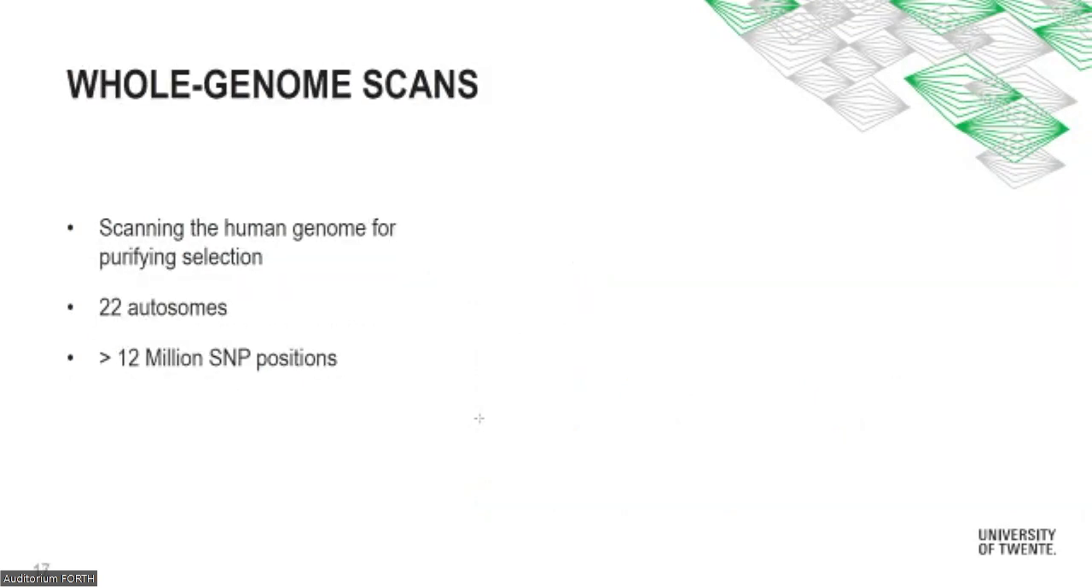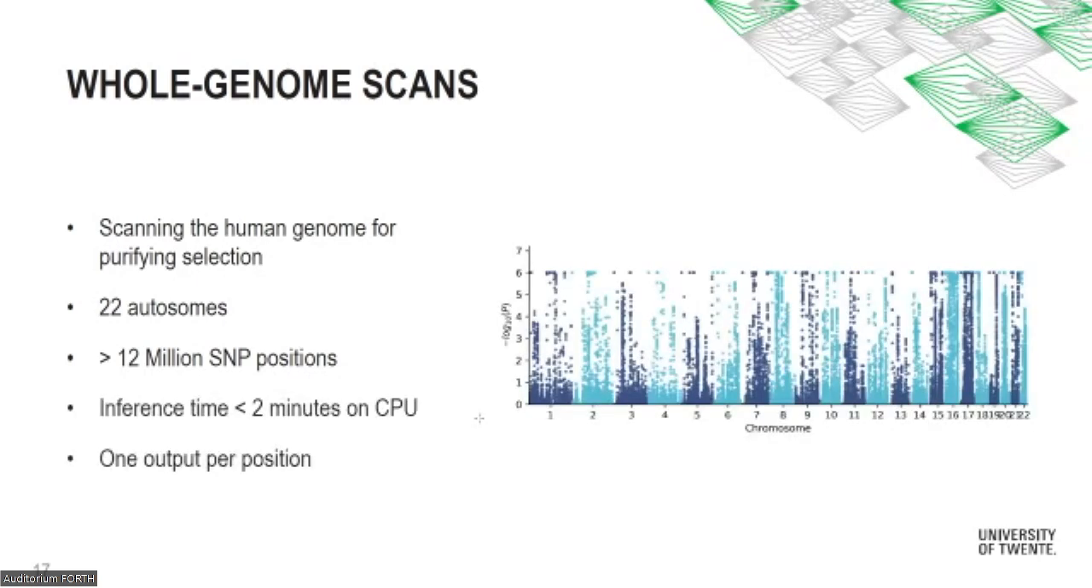Then going back to the transferability to efficient detection using this classification model, we perform a whole genome scan with a model trained on simulated data of purifying selection on the human genome. We scan the 22 autosomes, and this contains over 12 million SNPs. And we can actually perform this whole genome scan with a dense output, meaning that we get one output for each input position in less than 2 minutes on the CPU. Yeah, so that's pretty fast.